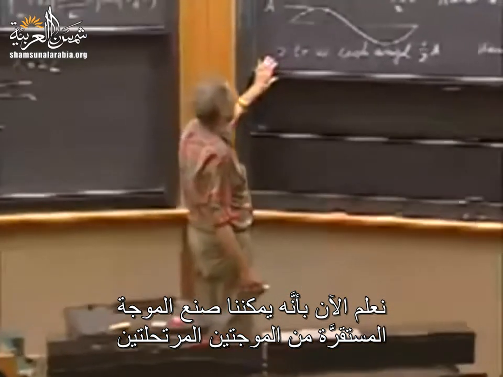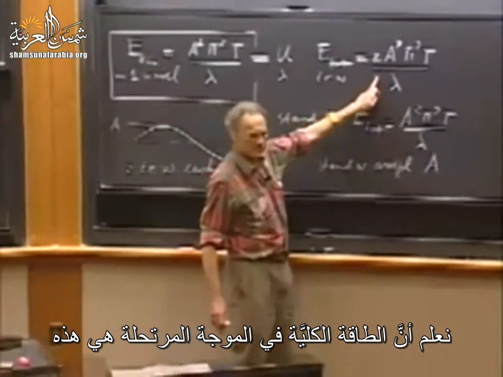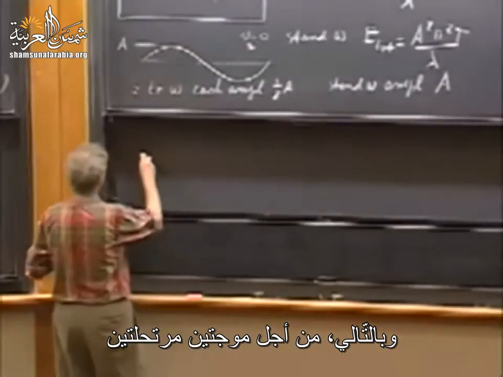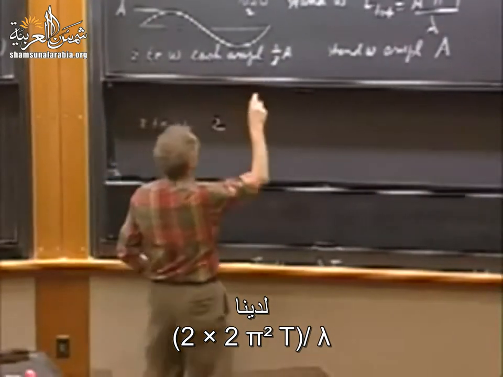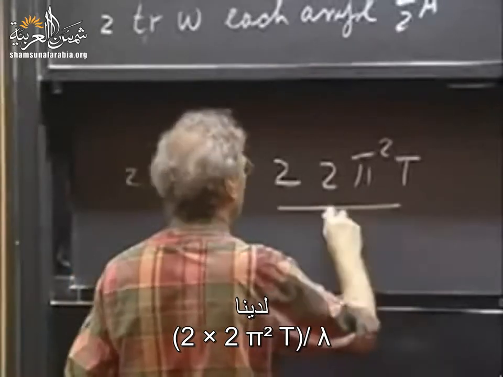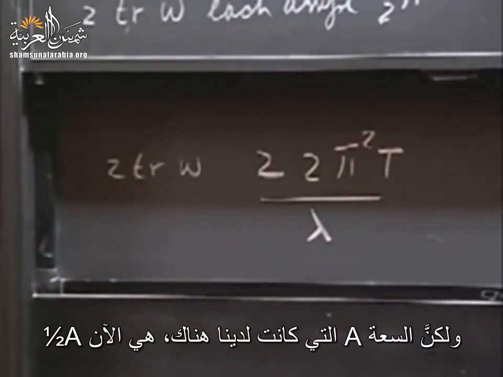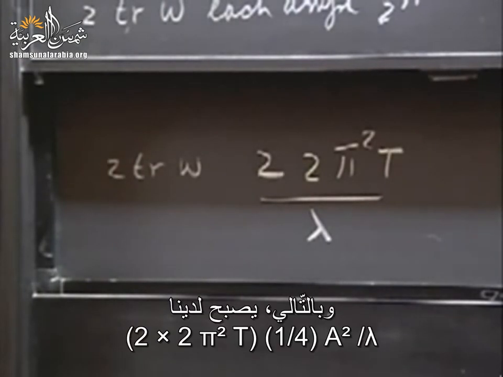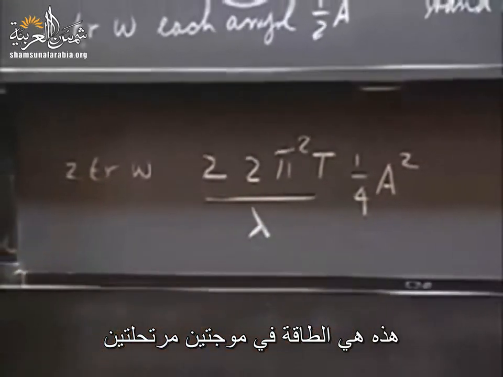Now, okay. We know that the total energy in a traveling wave is this. But we have two of them. So in two traveling waves, we have two. Then we get that 2 there, that's non-negotiable. Then we get pi squared. Then we get t, and we divide by lambda. But the amplitude A that we have there is now 1/2 A. Yeah? Is that too difficult? I give it an amplitude 1/2 A. So now I get 1/4 times A squared. So this is the energy in two traveling waves.